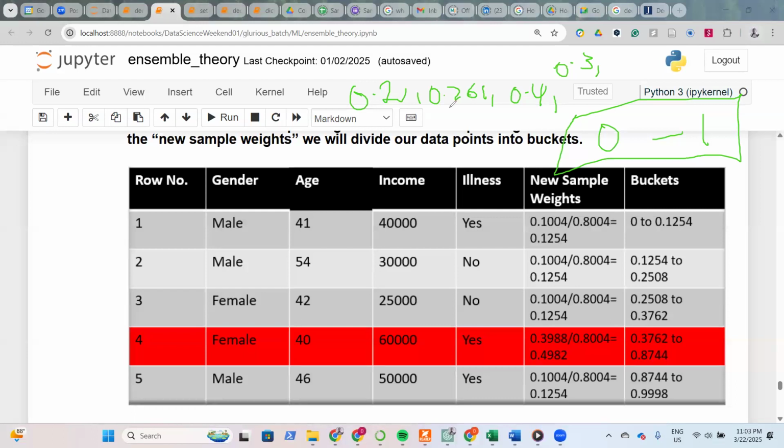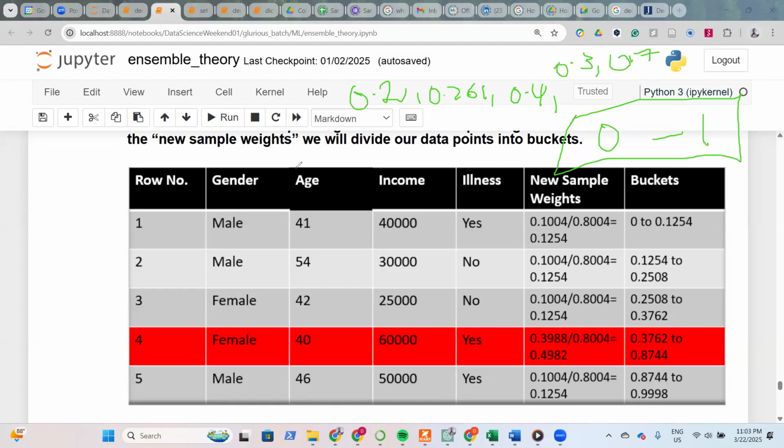Last, how many? 1, 2, 3, 4. Last number. 0.7. Okay. How many numbers have we picked? 5 numbers. So if your training data had 1 million, you will pick 1 million numbers. The algorithm will pick 1 million numbers, but our own had just 5.